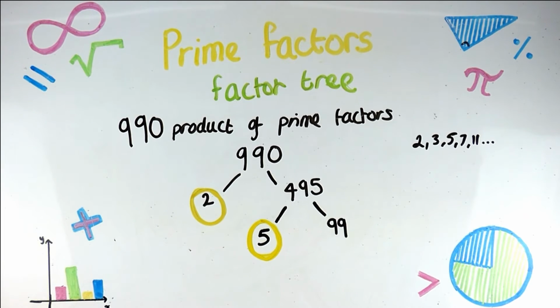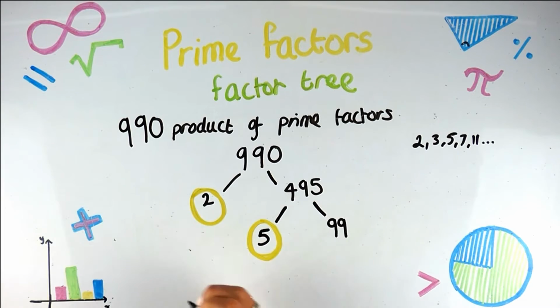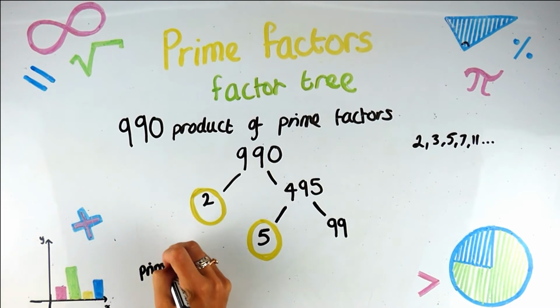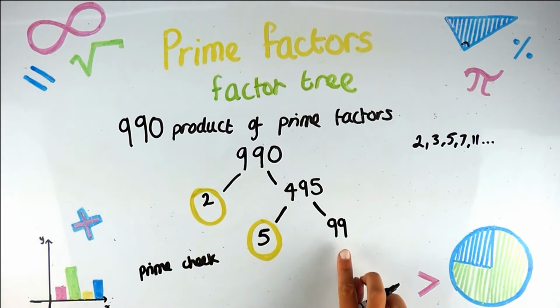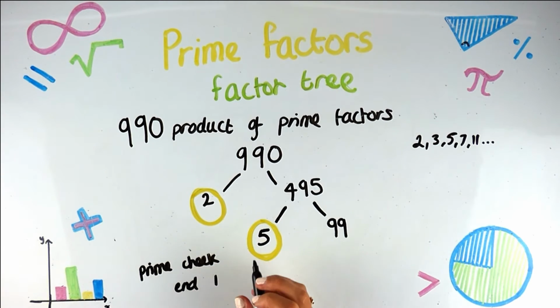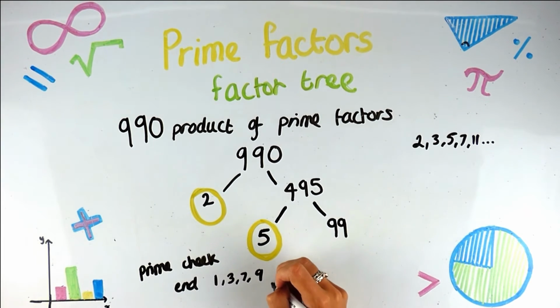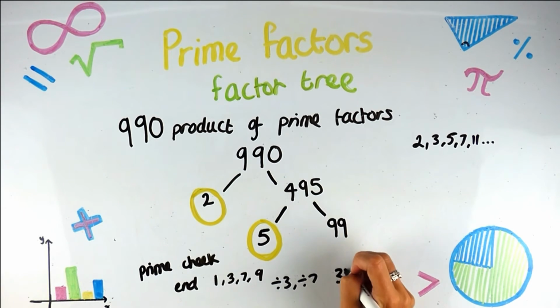And then I look at 99 and I think, off the top of my head, I'm not actually sure that there isn't any number that goes into 99 other than 1. So this might be a prime number, but I'm going to need to check. So I'm going to do a prime check for 99. So I know for a prime number it has to end in 1, 3, 7 or 9, which it does. And then I need to check, does it divide exactly by 3 or exactly by 7? So 99 divided by 3 is 33.